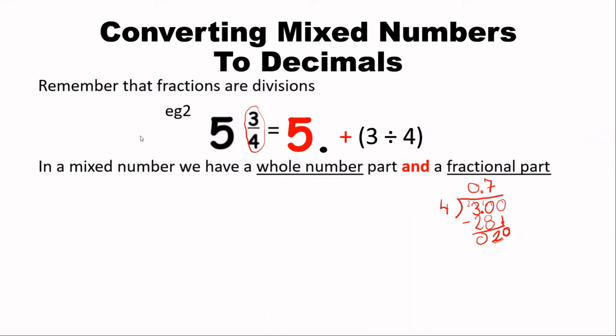I know my 4s times tables quite well, and I know that 5 times 4 is equal to 20 exactly. So 5 times 4 is 20. If I subtract that, I get a remainder of 0. So don't forget your answers up here at the top. Our answer is 0.75. So we know that 5 3/4 is the same thing as 5.75, our answer from our long division.